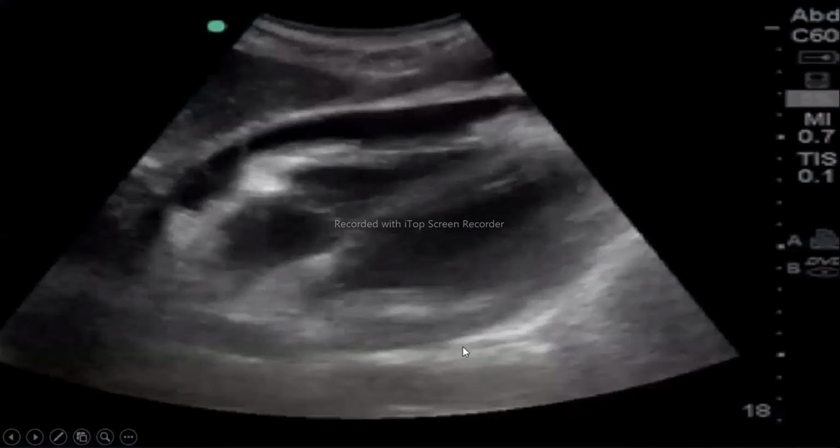What is the diagnosis? Cardiac tamponade. True. Can you see the fluid here? This is the heart. Can you see the ventricle is collapsed here? Yes. Ventricle and the atrium here.